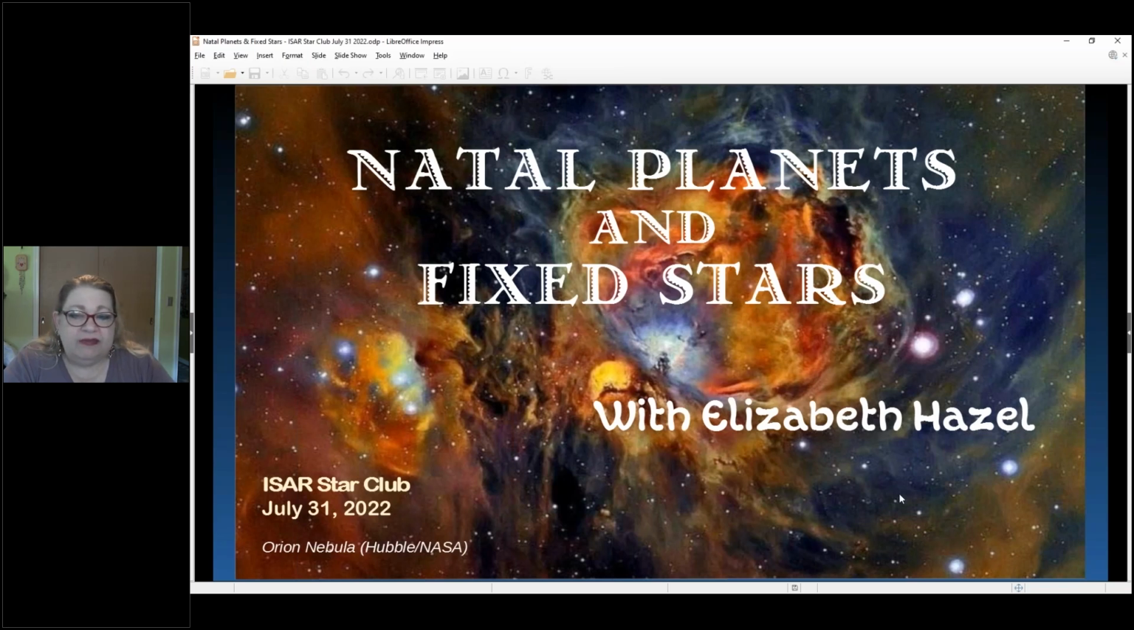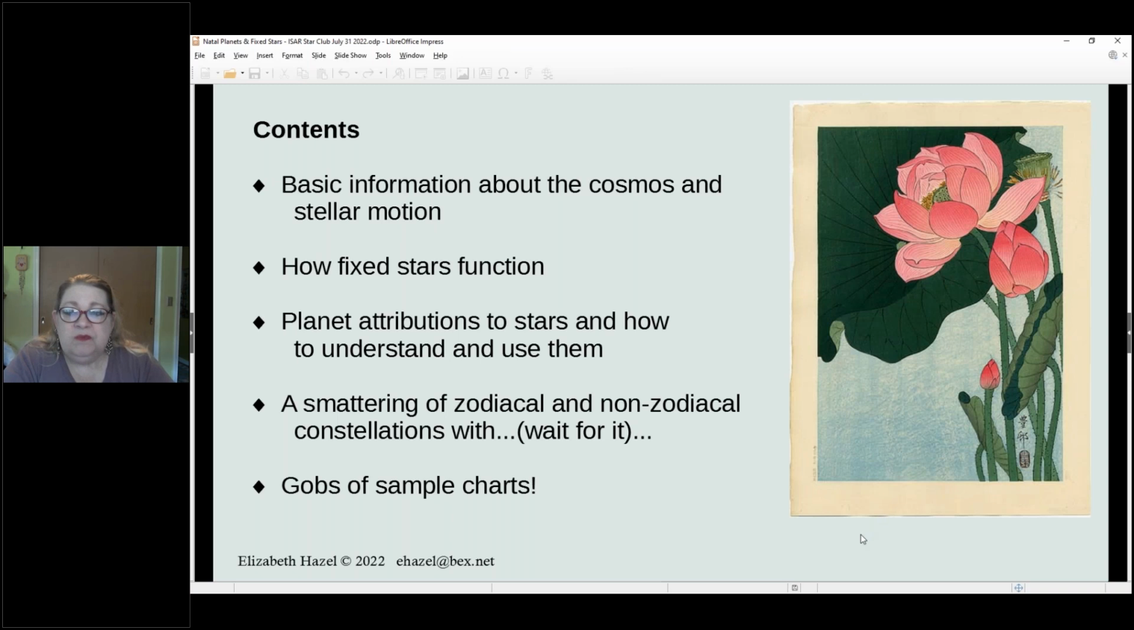We'll start basically with a little bit of background and details about what we'll talk about in this presentation. First, we'll go through basic information about the cosmos and stellar motion, just basic stuff. We'll talk about how fixed stars function in astrology, how you use them, planet attributions to stars, and how to understand and use them. It's an area not many people have touched upon, but I really like it.